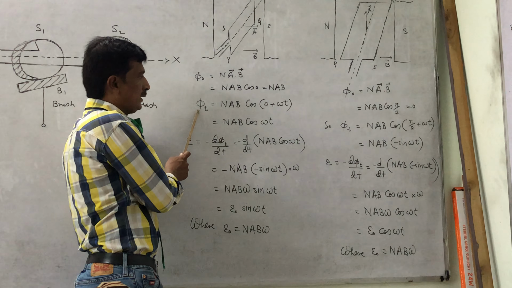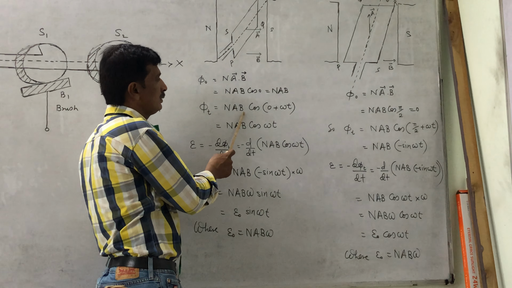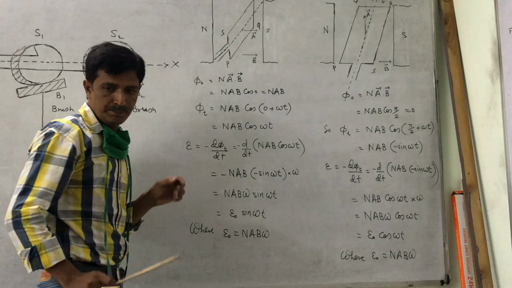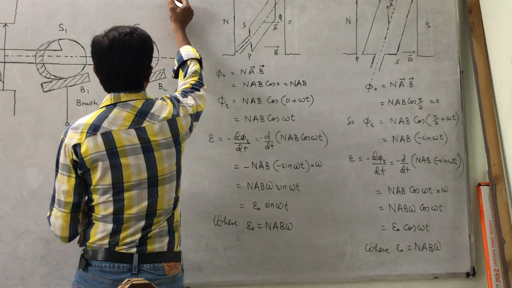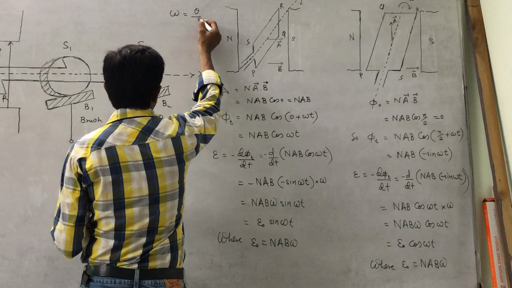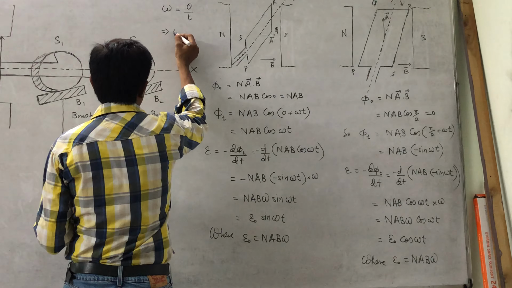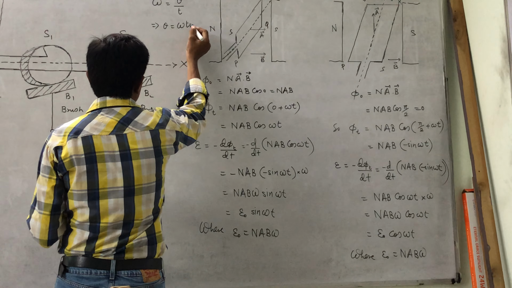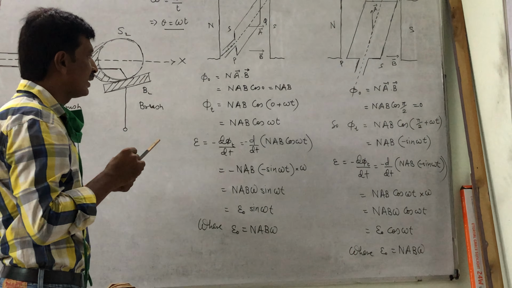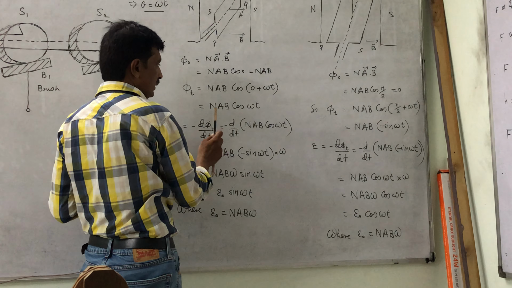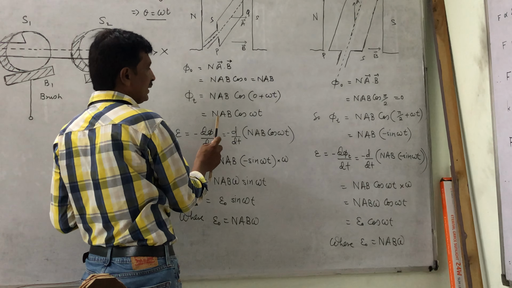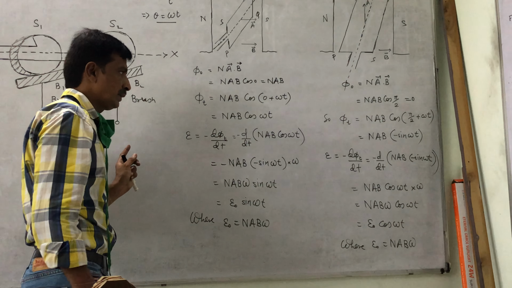So at time t, phi t is NAB cos(0 plus omega t), because omega is theta by t, omega is angular velocity, or theta equals omega t. So the further angle covered by the coil is omega t, so we have added 0 plus omega t. So flux at time t is NAB cos omega t.